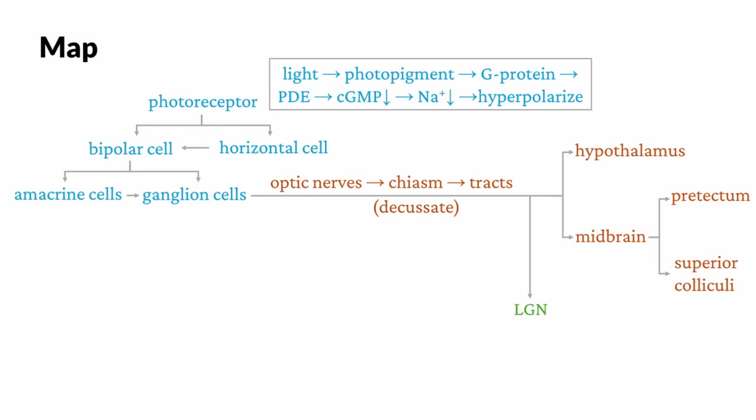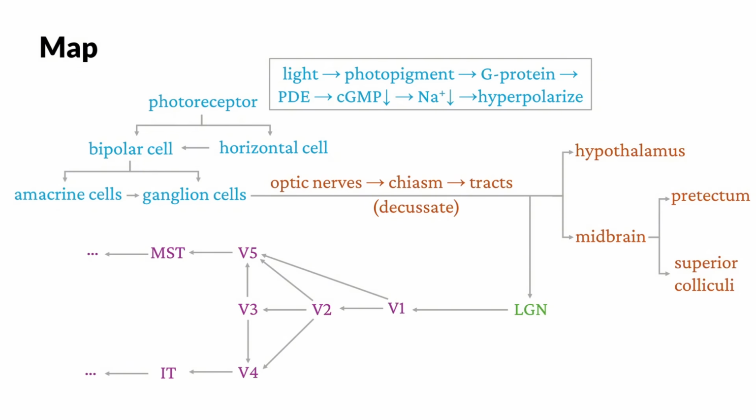It also gives information to the thalamus. LGN is a thalamic nucleus. And then LGN gives information to the cortical areas. This is a rough sketch of the visual pathway. We will continue seeing this map throughout these episodes.